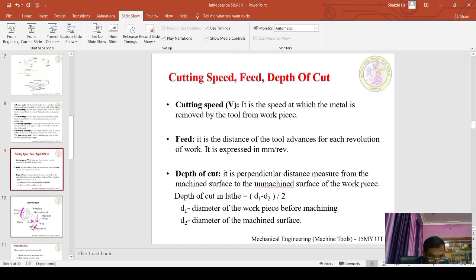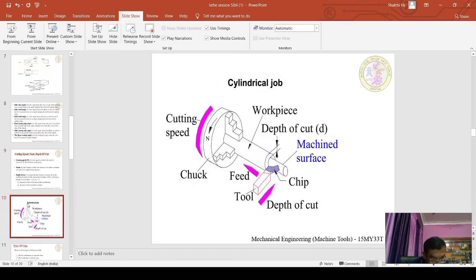Depth of cut can be calculated as shown in the figure. How the workpiece works: depth of cut, machined surface, chip, depth of cut, cutting speed, and chuck. Next topic: we shall move on to types of chips.